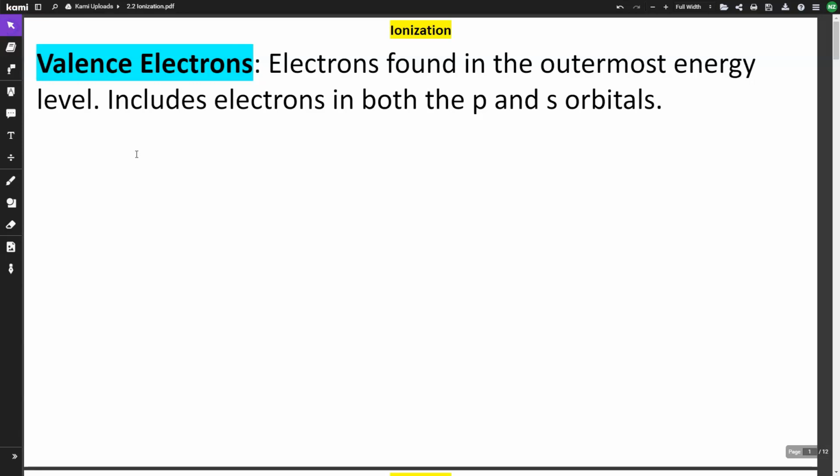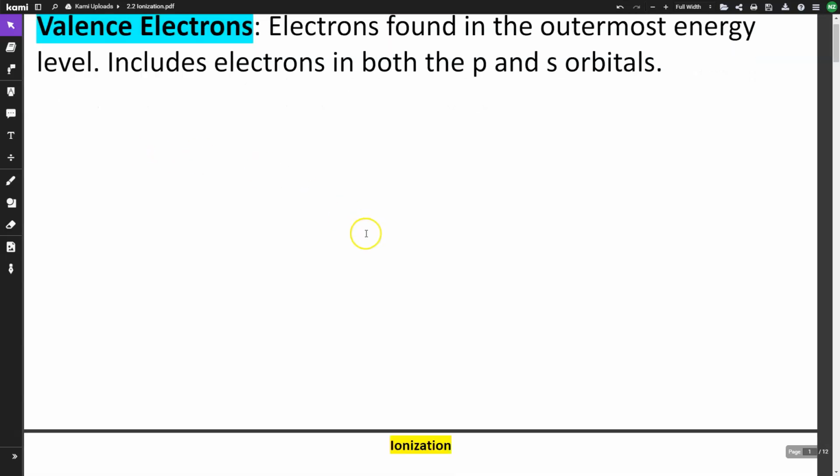In this video, we're going to talk about ionization. Now, to start, we're going to talk about valence electrons. Valence electrons are really what's behind ionization. And these are the electrons found in the outermost energy level. These include electrons in both p and s orbitals.